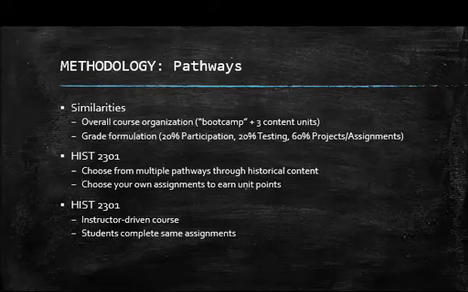In History 2301, students are able to choose from multiple pathways to the core content materials of a particular unit. One pathway is the instructor-suggested pathway, while others can be thematic or geographic. Students may also choose their own assignments and assessments, with one exception, to meet the requirements of the course. History 2302 is an instructor-driven course. The pathway through the topics and subtopics is identical for each student, and they complete the same assignments.